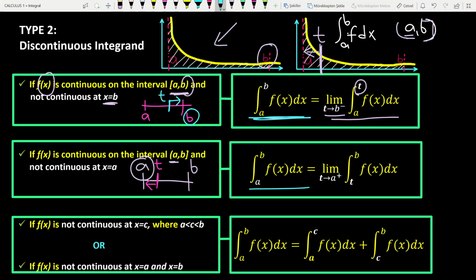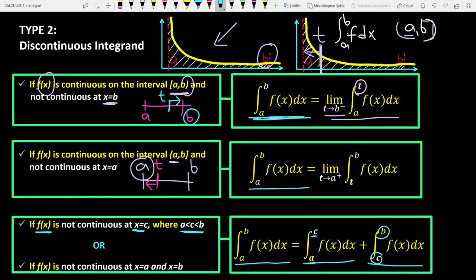Look at the third case. If the function is not continuous at a point which is inside of the interval AB, in this case you separate the given improper integral into two improper integrals. Okay, integral from A to C, where the function is not continuous, and from C to B.